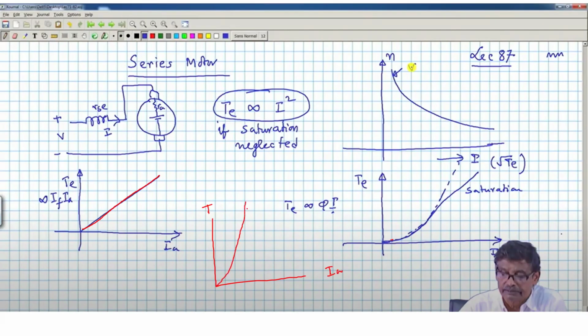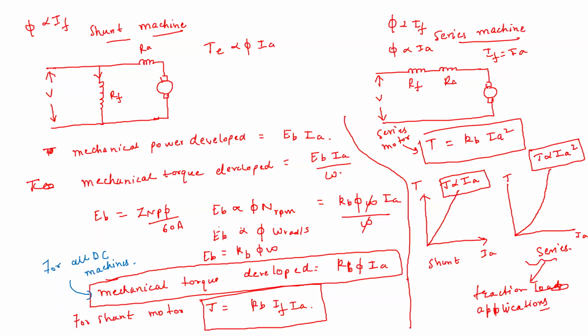But suppose the field gets saturated, what does that mean? The flux becomes constant. What happens in saturation? The flux is not changing with current, right? It becomes constant like this. So on the flux versus IA characteristic, the flux becomes constant irrespective of the IA value. This is what I meant by saturation.